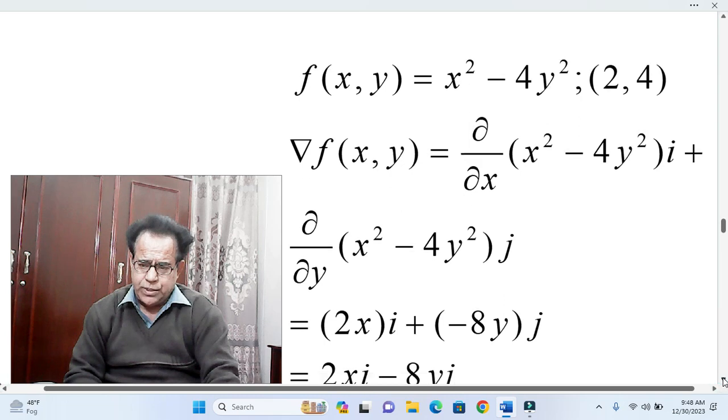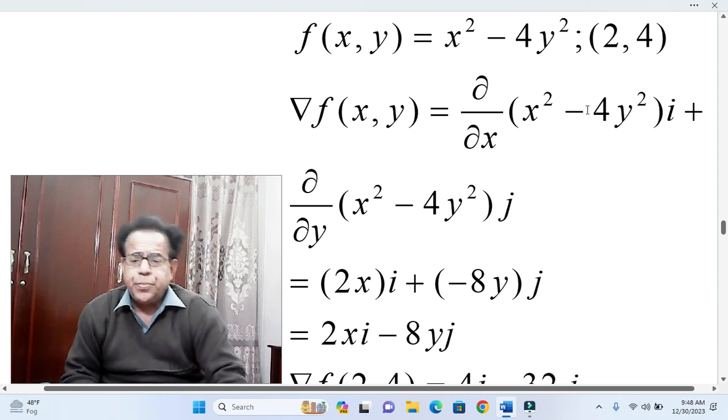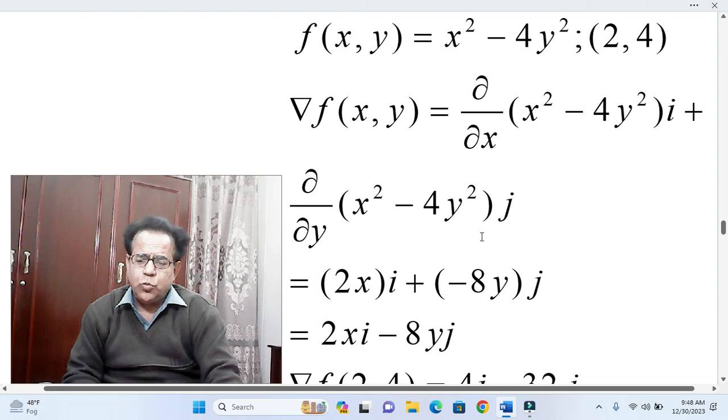f(x,y) is equal to this, del f(x,y). This is correct. There is no mistake because it is already in only 2 coordinates, x and y. So this here will become 2x only. This factor will not be treated, it will be treated as constant. In case of y, this will be treated as constant and it will become minus 8y. So 2x i plus this.